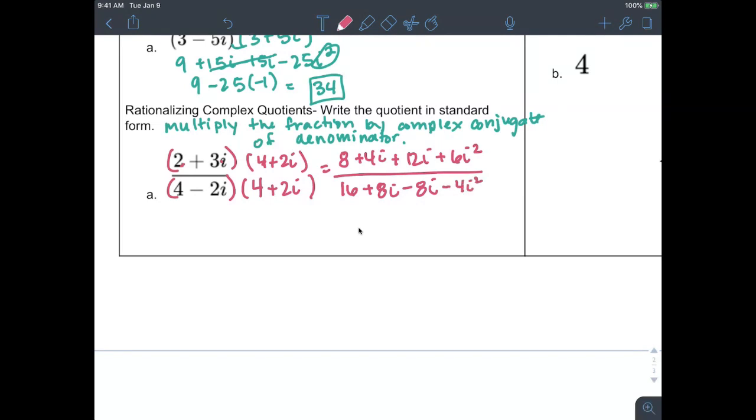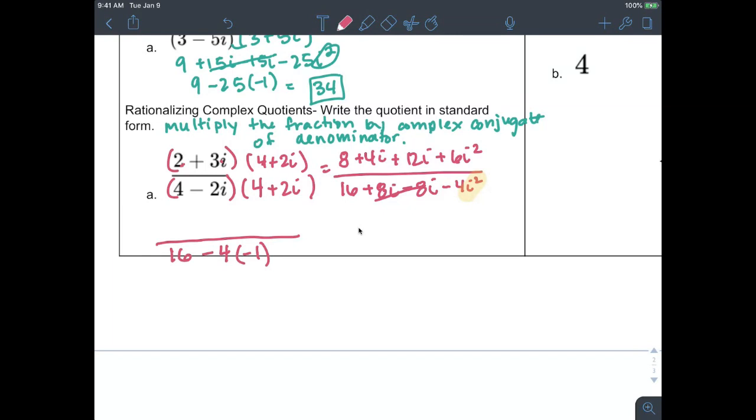The bottom better figure itself out to become a real number. If it doesn't, we did something wrong. Okay, so the middle terms cancel out, and I'm going to start with the bottom to make sure it comes out to a real number. So 16 minus 4 times i squared is negative 1, so times negative 1. Looks like we're going to come out to a real number.